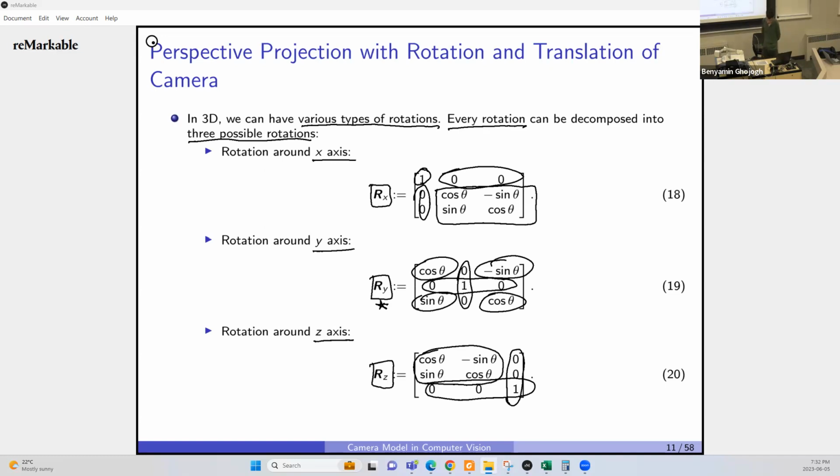And as you see, whenever it's around x, the x-axis is constant. Whenever it's around y, the y-axis is constant, because it shouldn't rotate for y itself. Around z, the z-axis is constant, and the rest is the same as rotation in 2D. Why is it the same as rotation in 2D? Because when you're rotating around one of the axes, for the other 2 axes, it becomes 2D.